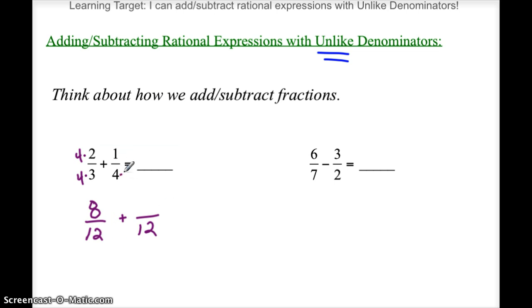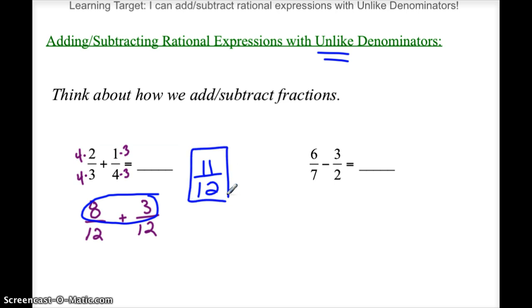Similarly, I'll multiply the 4 times a 3, and so I'll get a new fraction, 3/12. Now the bottoms are the same, and I can just add across the top, and I'd get 11/12. Nice. And that doesn't reduce anymore. Over here, we could do the same thing.